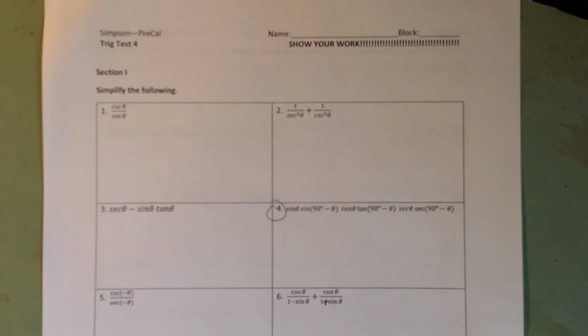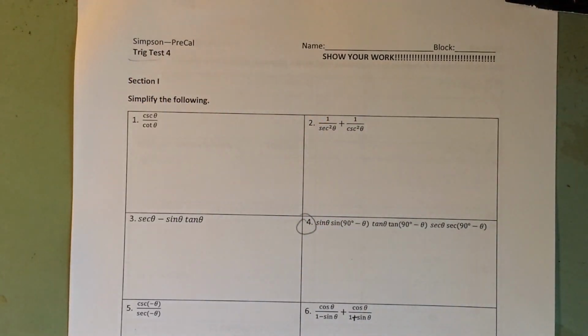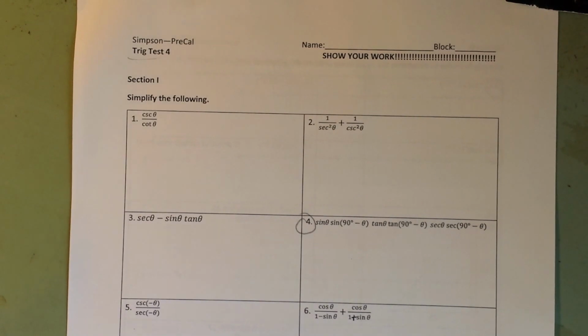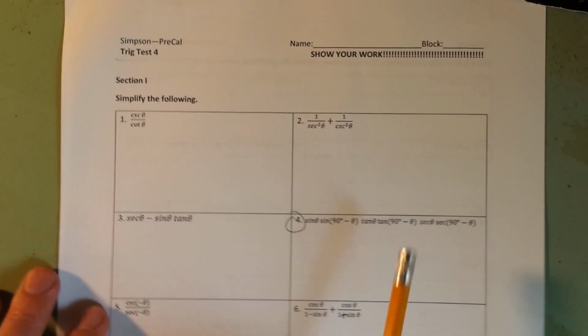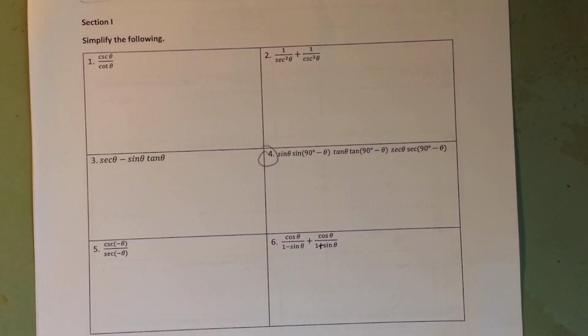I'm going to hit the highlights on some of Trig Test 4. So I've got the written out solutions up. They've been on Google Classroom for a while. But I want to go through some of these common ones that a lot of people missed, just to make sure we're all on the same page.